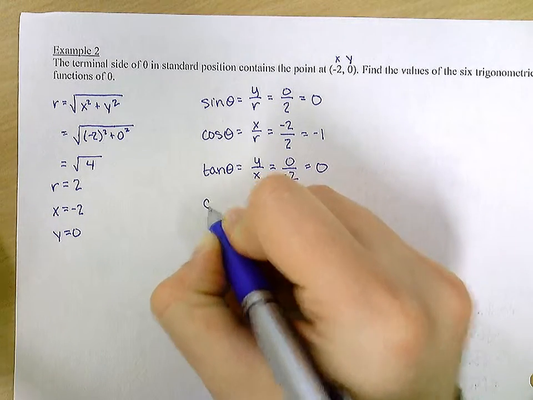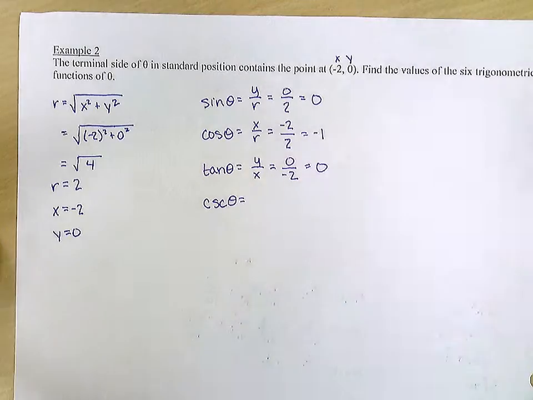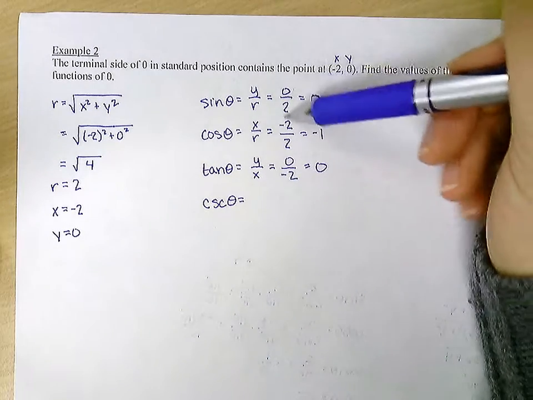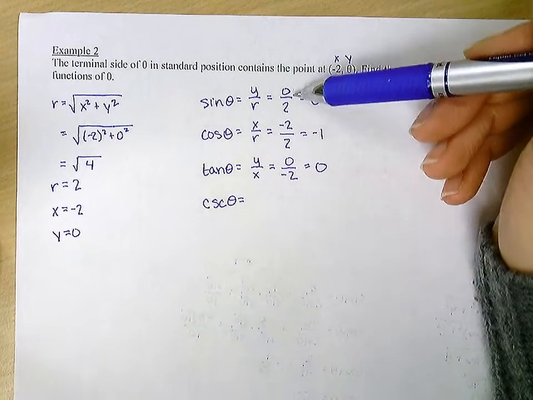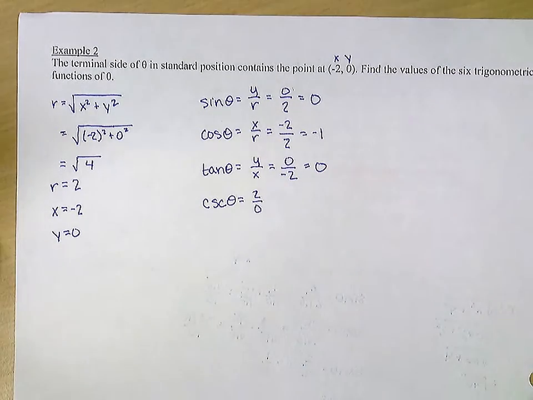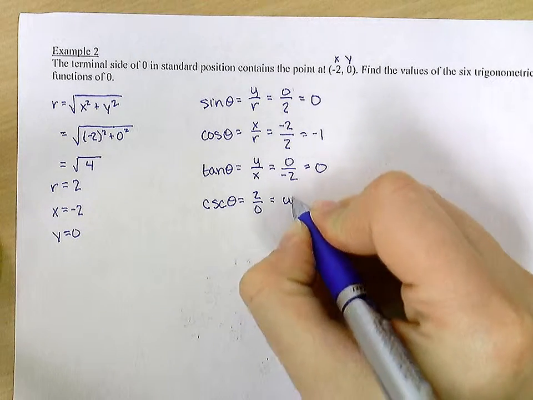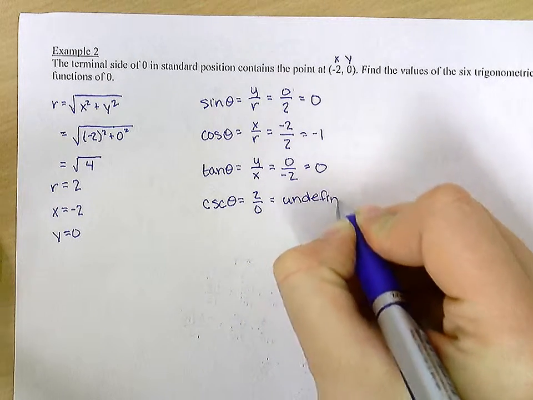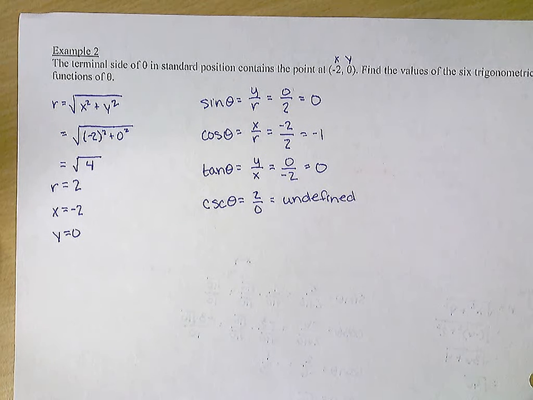Next, we'll do our reciprocals. So we have cosecant of theta. So I'm going to take that reciprocal of sine. So I have 0 over 2. So that reciprocal would be 2 over 0. Now, I can't divide by a 0. Okay, 0 cannot be in your denominator. If that happens, that would be undefined. Okay, so if you end up with a 0 in your denominator, cosecant of theta in this case would be undefined.